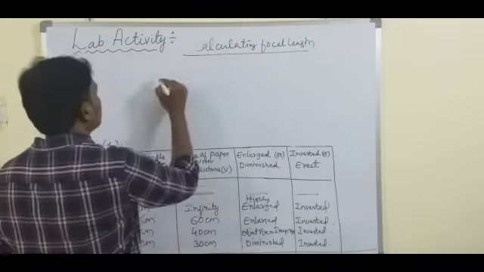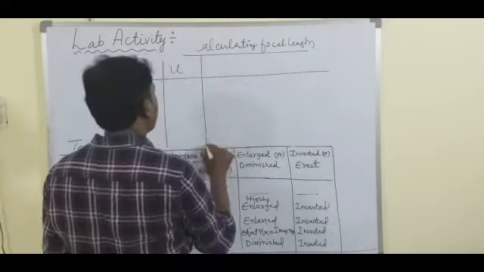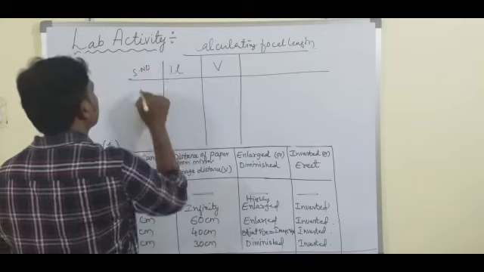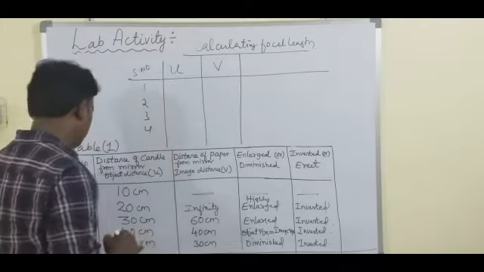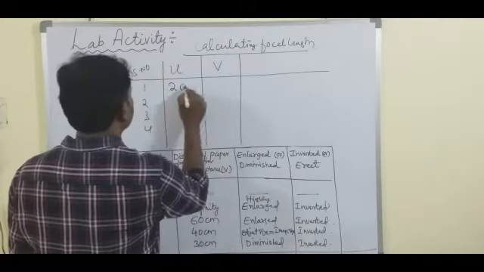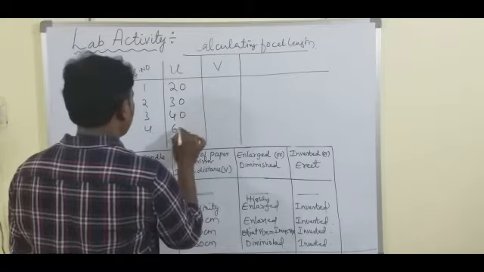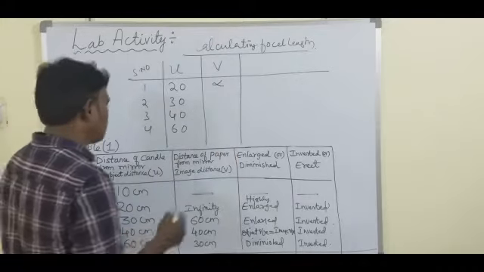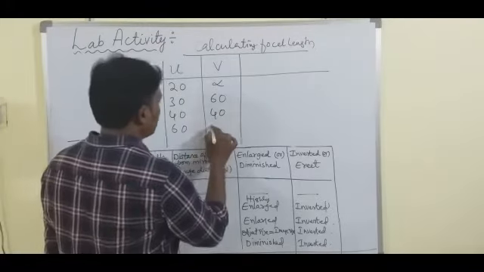Okay, so object distance you have noted, children, and you have noted the image distance. 1, 2, 3, 4. Okay, for the 10 centimeters we didn't get it, so 1, 2, 3, 4. So let me say 20 centimeters, 30 centimeters, 40 centimeters, and 60 centimeters. At 20 it was at infinity. Okay, at 30 you got at 60, at 40 you got at 40, 60 you got at 30.